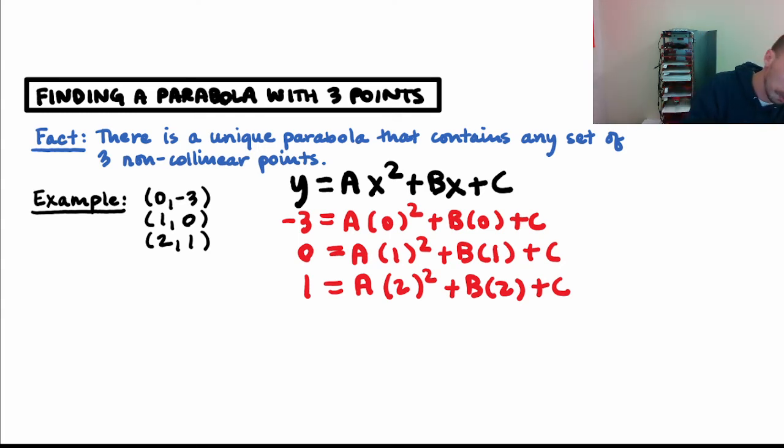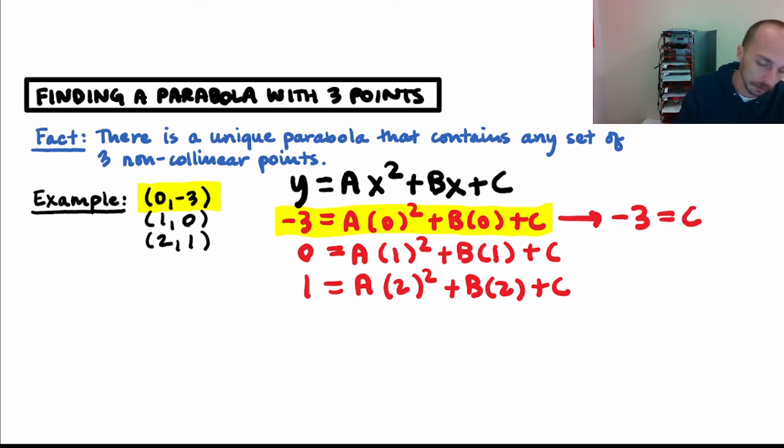If you're given the y-intercept like this right here, then you'll always get one of these equations that simplifies really nicely, because 0 squared is 0, and a times 0 is just 0. So this is equivalent to saying negative 3 equals c. And then I can use what I just learned to substitute into these. So it's not even really a 3x3 system usually.